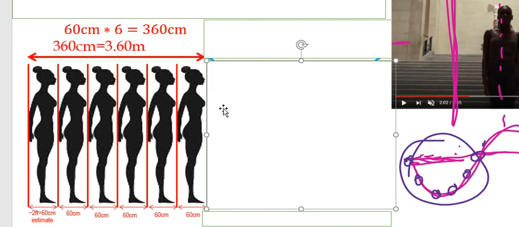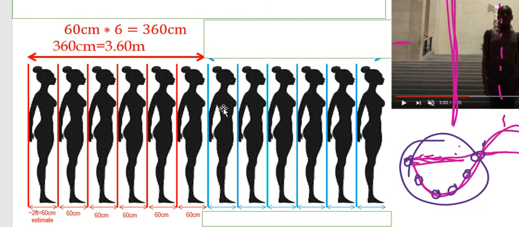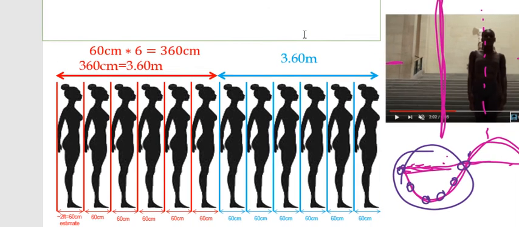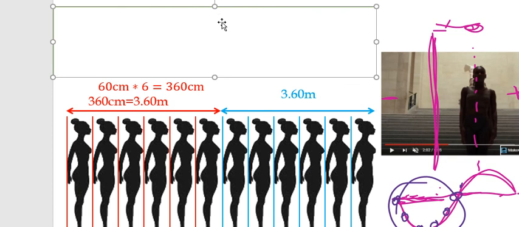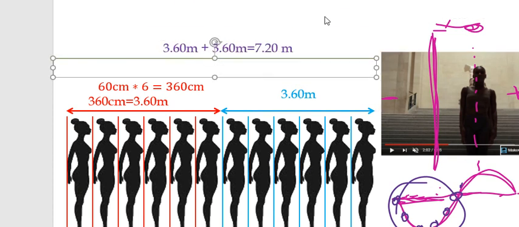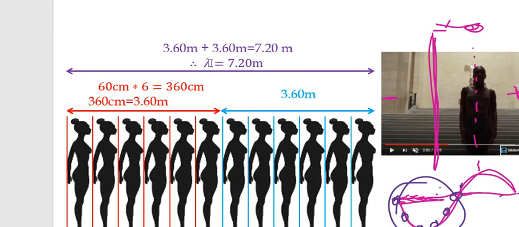Now, of course, there's the other part of the wavelength. That would be the same thing: 6 more dancers that are that far apart. So it's another 3.6 meters. What you end up with is 3.6 plus 3.6, which is 7.2 meters. So that means lambda, your wavelength, is 7.2 meters. That would be the answer to 2A for us.